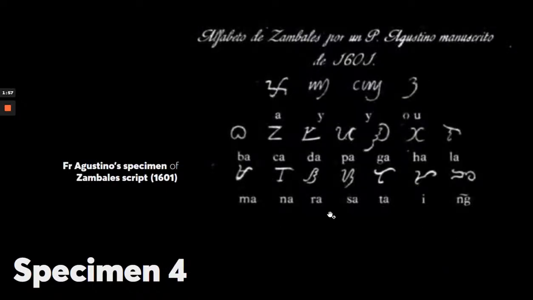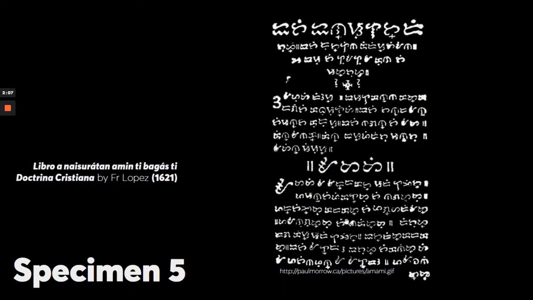The fourth specimen here shows a Ra specimen. This one is specifically from Zambales. The fifth one shows a new innovation for the Baybayin script, which is the Cruz Kudlit. This one was released in 1621.